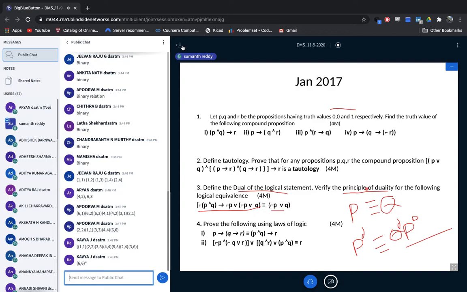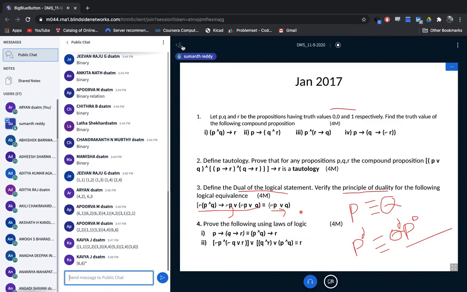See, he's asking you to verify the principle of duality. In the sense, he has already given that this LHS is logically equivalent to RHS. If you want to verify the duality principle, then you need to find the dual of this one, and then you have to find the dual of this one. And those duals, you have to check whether they are logically equivalent or not.